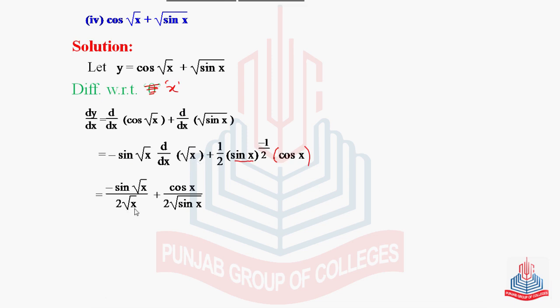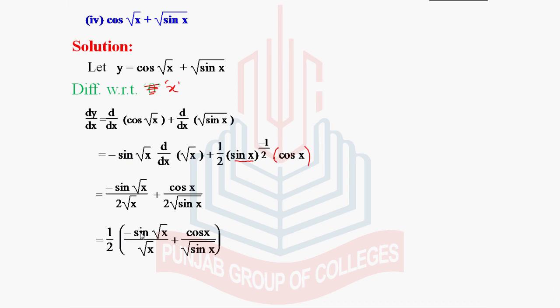A basic formula: the derivative of square root of x will become 1 by 2 square root of x, plus cos x. This sin x with power minus 1 by 2 will be shifted to the denominator and will become a positive power, so the whole thing will become 2 square root of sin x. The complete differentiation of our required question is: 1 by 2 is a common factor, and that will become minus sine square root of x divided by square root of x, plus this 2 is a common factor, so the remaining thing will become cos of x divided by square root of sin x.